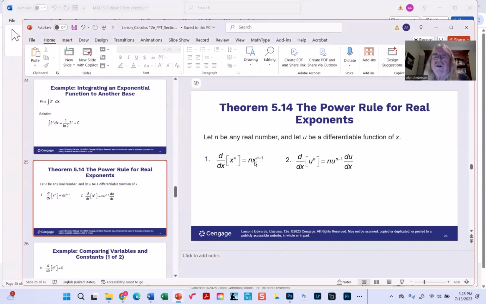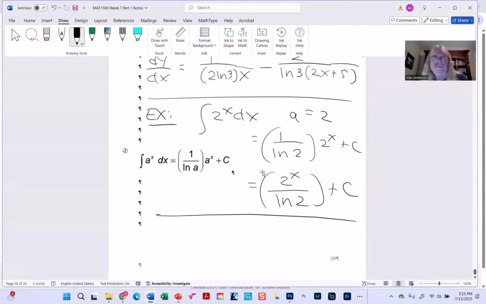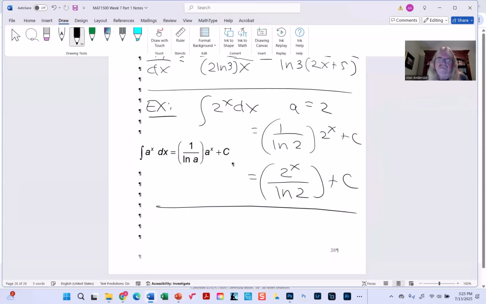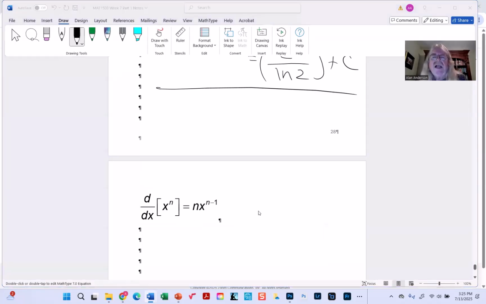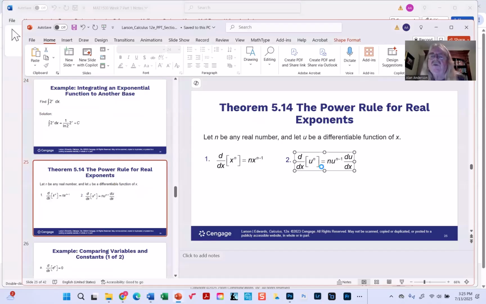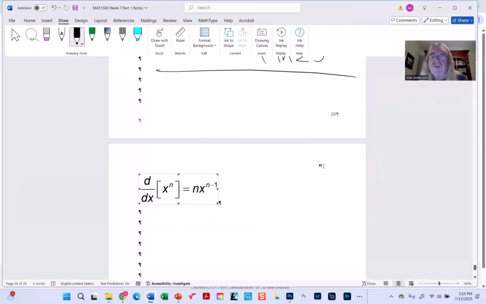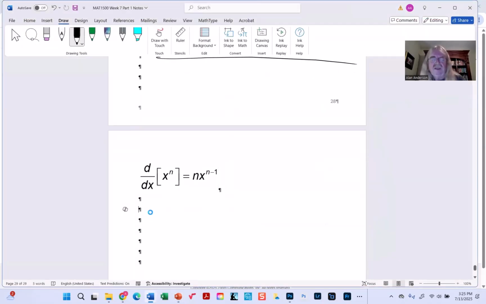Now these rules we know. We know these very well. But all right, let's just copy them anyway. So they're basically trying to show you how they got to these points. We know this one. This is the power rule for differentiation. And this is the general power rule where u is a function of x. These we know very well.